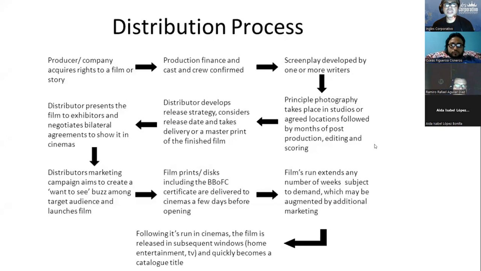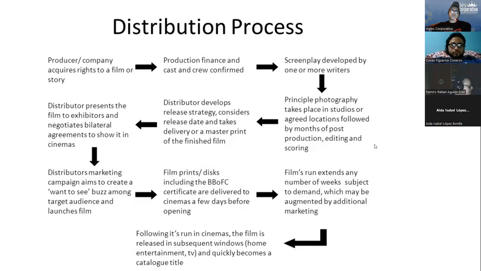Okay, so we are going to continue speaking about the distribution process. This is a very general distribution process. Yesterday we were speaking about distribution channels, and this is a distribution process. So at the top we have the producer or the company that acquires rights, for a specific example, rights to a film or story. So this is the distribution process of a movie. So the first step is this.